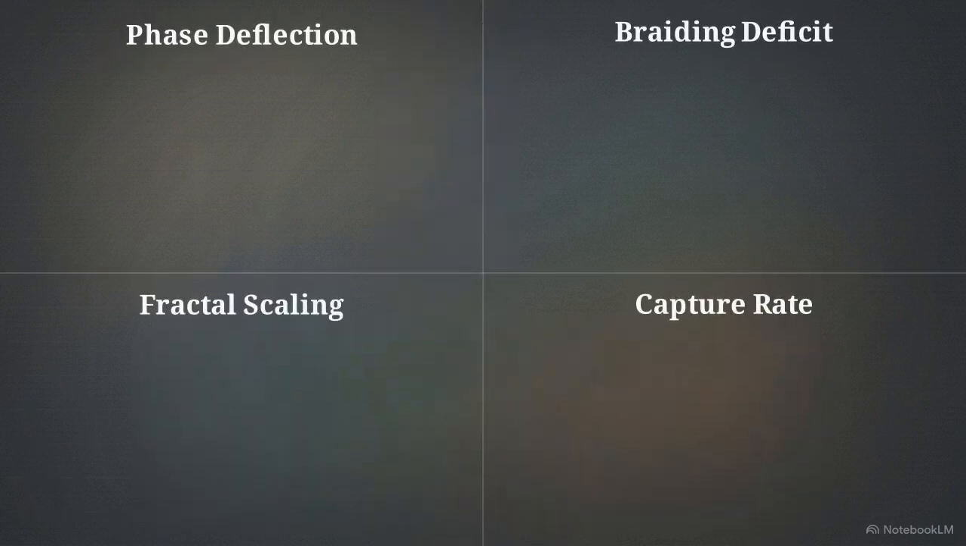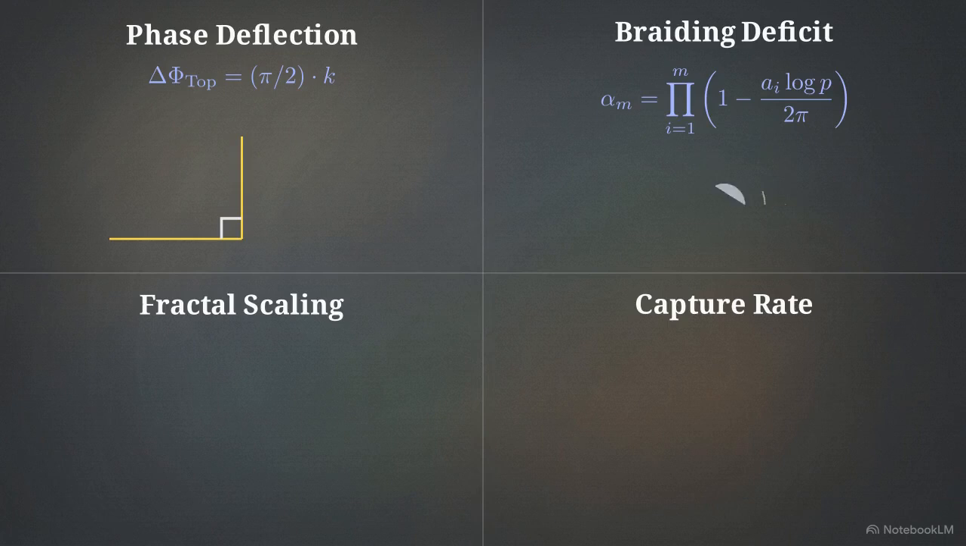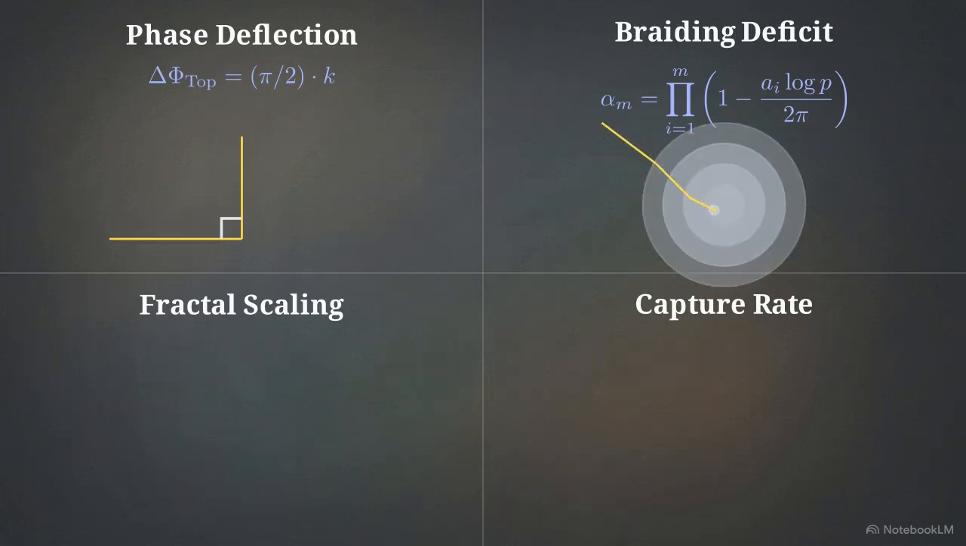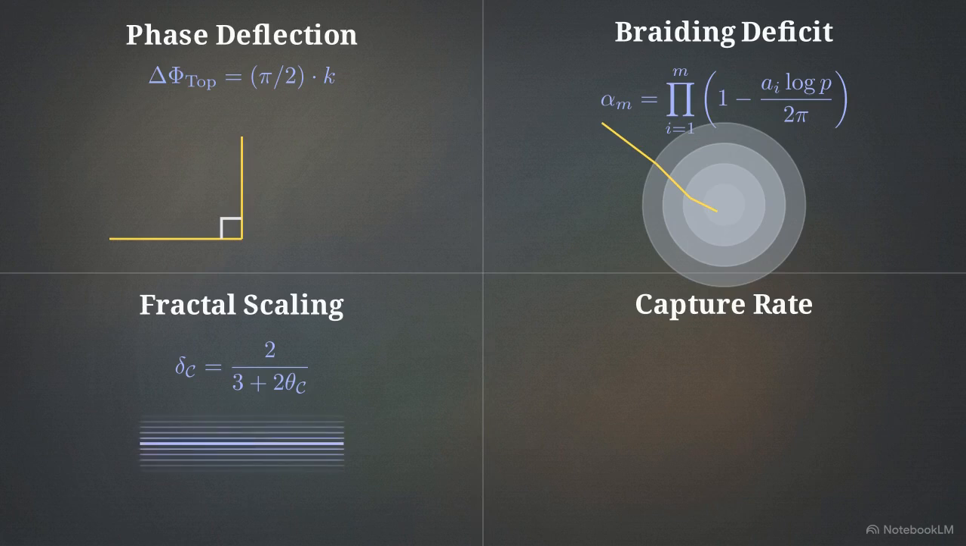This split-screen layout shows our 4 derived master equations. The phase deflection formula quantizes the sharp jumps. The nested braiding deficit measures the cumulative gravitational lens. The fractal scaling determines the exact thickness of the transition layer, and the capture rate defines when the trajectory locks onto the outlier rail.